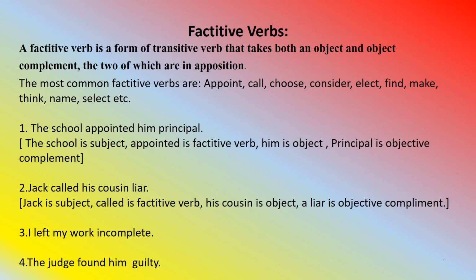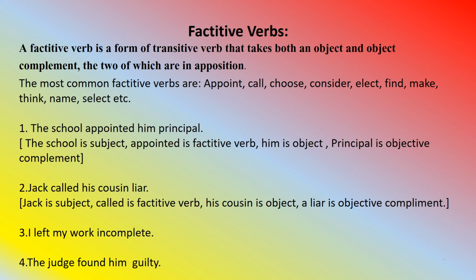Now let's know about factitive verbs. A factitive verb is a form of transitive verb that takes both an object and object complement, the two of which are in apposition. The most common factitive verbs are appoint, call, choose, consider, elect, find, make, think, name, select, etc. In these sentences, even if we have the subject, verb and object, still the sense of the sentence is not complete until we use the object complement.